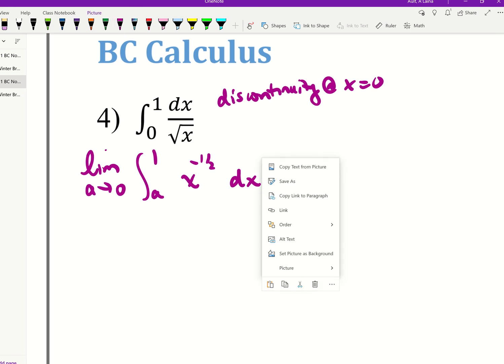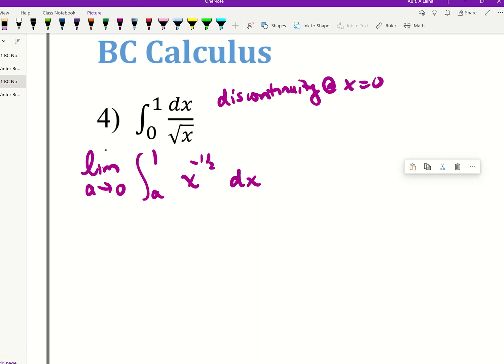One other thing I should mention here, since this is an endpoint, we're approaching 0 from the right-hand side of 0. And sometimes kids get confused. How do I know right or left? Well, look at the direction of where you're going. You're starting at 0 and moving to 1. So we're approaching it from the right side.